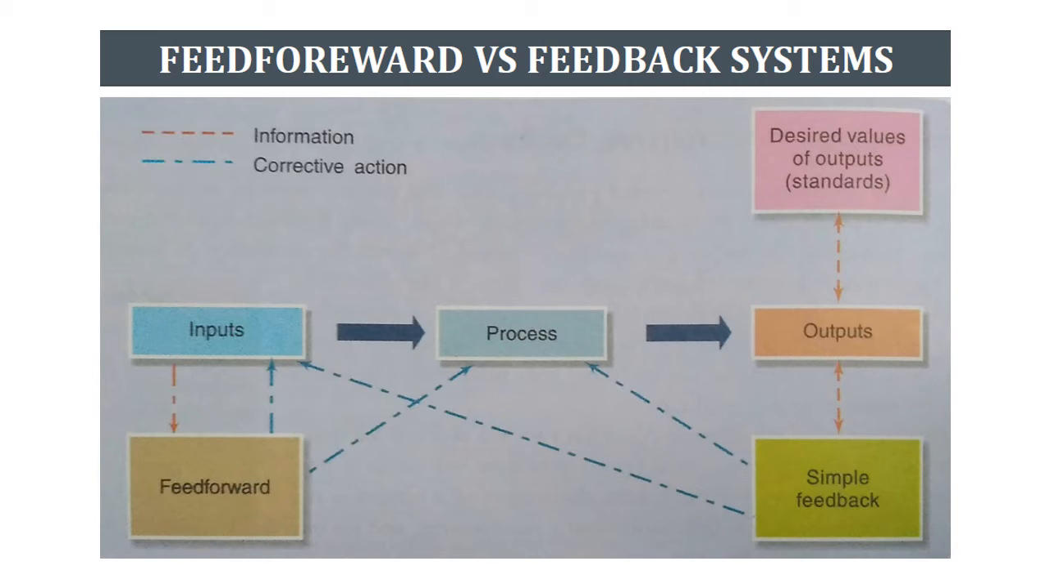Next we will see the feedback system, that is input, process, output, and after the output is obtained, the feedback is checked with the desired values of output standards. It is checked if there are any deviations, and they go to the input, to the process, and even to the outputs. So these things are again checked. Only after reaching the output do they check with the desired outputs. I hope you understood.